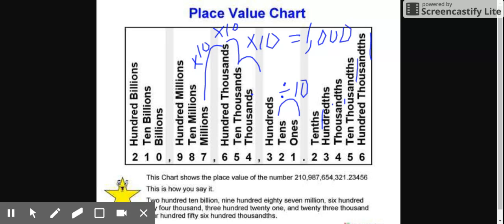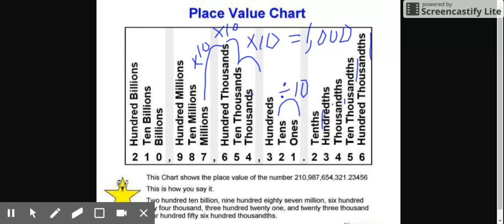So the difference between one place value to the next is 10. It's either going to be 10 times greater or 10 times smaller. So either 10 times bigger if you jump to the left, or 10 times smaller if you jump to the right.